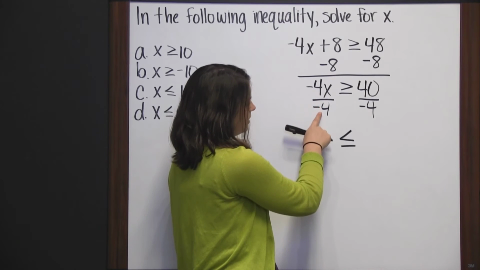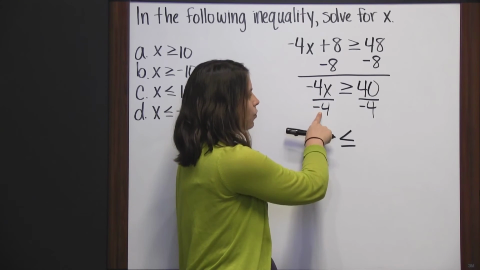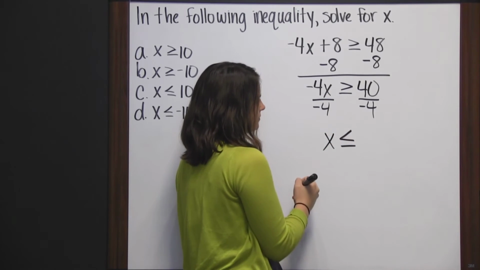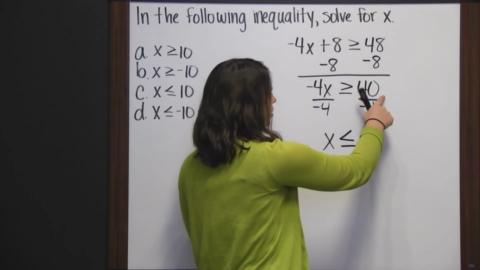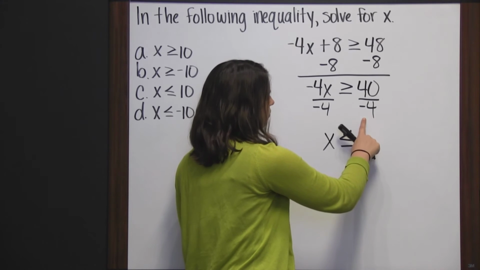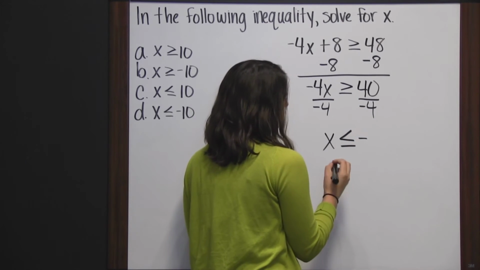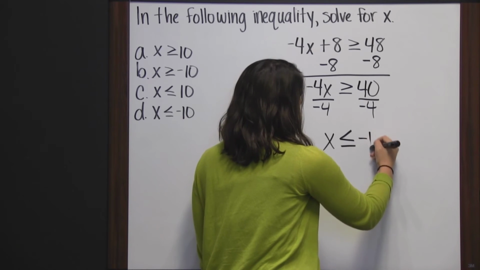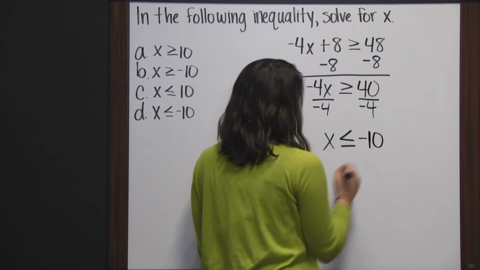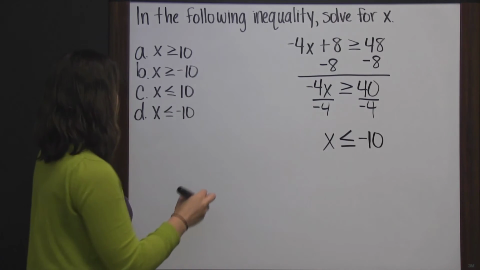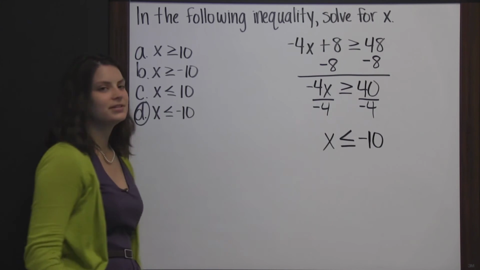Negative 4 divided by negative 4 is 1, and 1 times x is x. 40 divided by negative 4, a positive divided by a negative is a negative, and 40 divided by 4 is 10. So x is less than or equal to negative 10. Answer D.